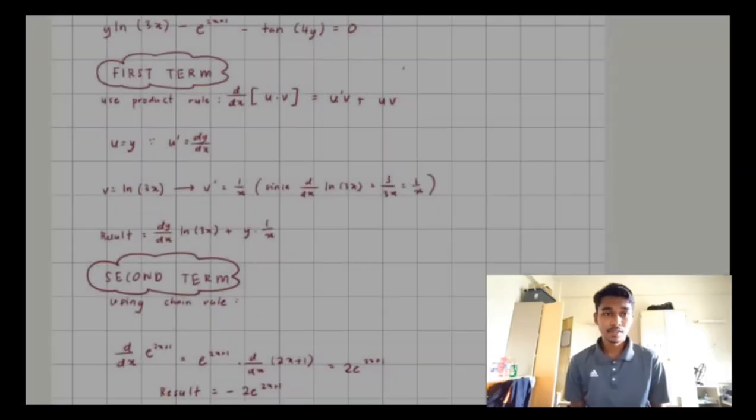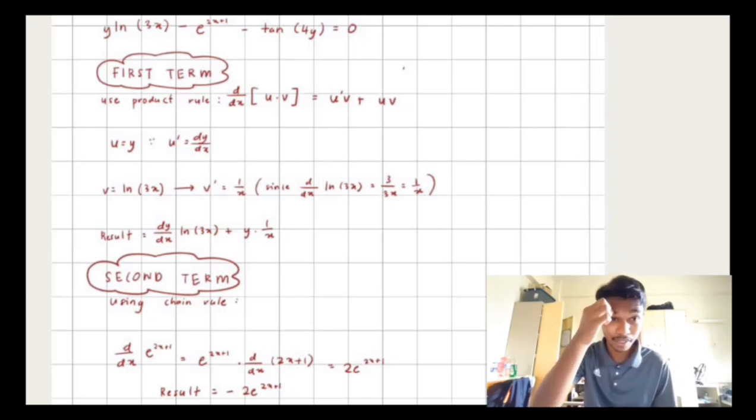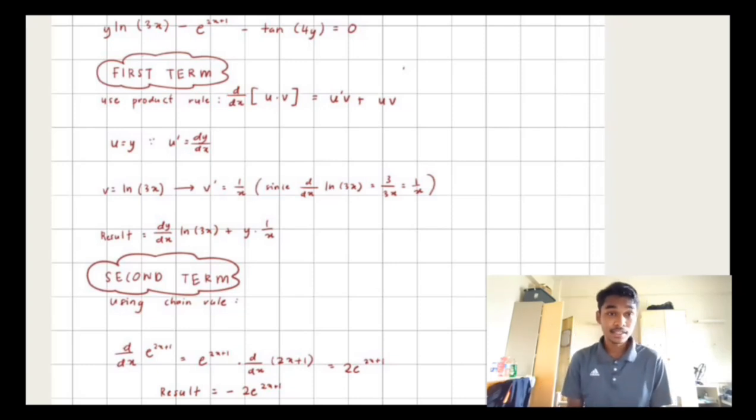I am going to explain question number 3, which is differentiation using the implicit differentiation method. The question is y ln 3x minus e to the power of 2x plus 1 minus tan 4y equal to 0. In this case, I divide the equation into 3 terms. The first term is y ln 3x, the second term is e to the power of 2x plus 1, and the third term is tan 4y.